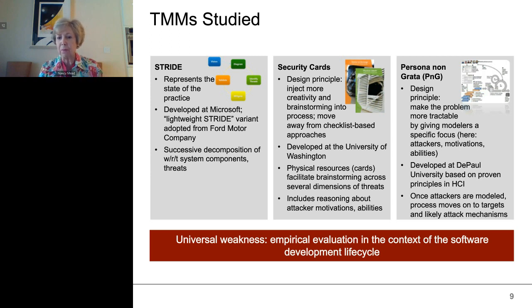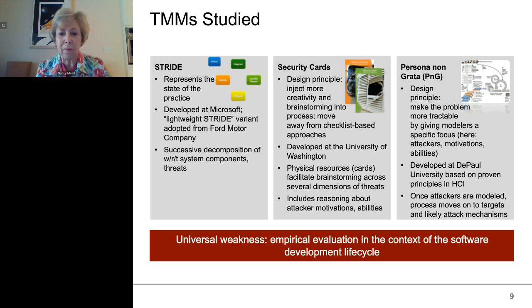We picked two others, and we were able to get some team members who were at the institutes where those were developed. One is Security Cards. That was developed at University of Washington, and it's a kind of structured brainstorming technique. It's a card game, and so it has a great deal of appeal to students, which was one of the reasons that we picked it. Now, what we did find later on is that the card game didn't resonate quite as well with our government customers, because it was just a little too light in terms of their viewpoint, although the results could be very good. The third one is called Persona Non Grata. That was developed at DePaul University and based on previous ideas and principles in human-computer interaction. So these were the three that we picked.